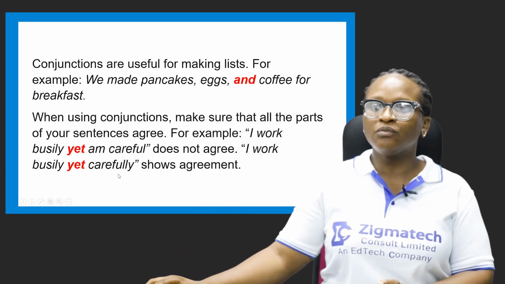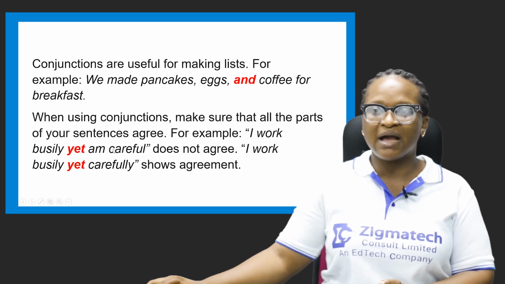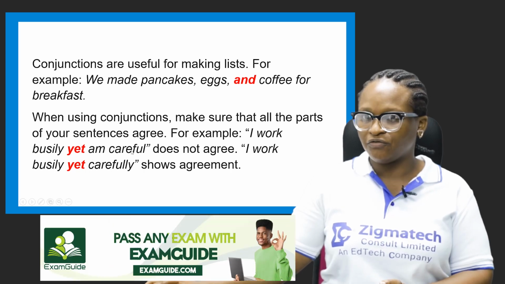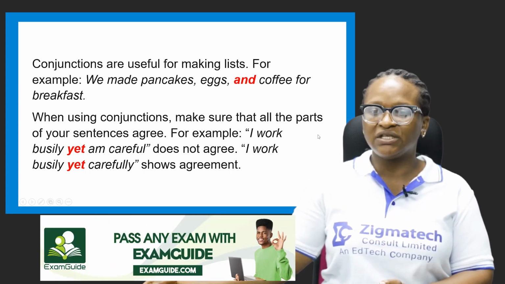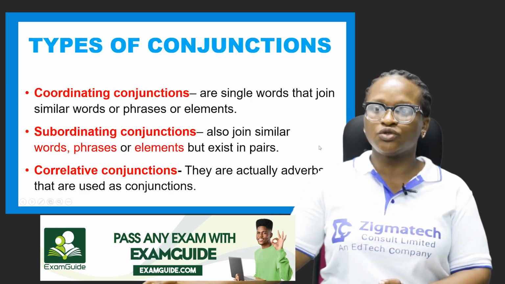All right, so I work busily yet carefully. You can't say "I work busily yet I'm careful." No, you can say "I work busily and I'm careful." But here it says "I work busily yet carefully." All right, so this shows agreement.